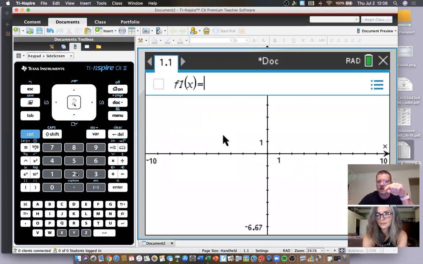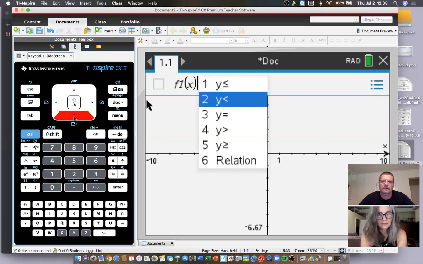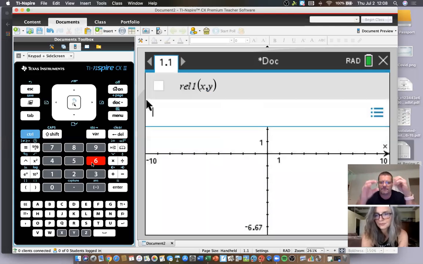Now, if you've used a TI-84 for a lot of your life, you can't do this. You've always been told you have to solve the equation for y. And that's fine. I could do that here, but I don't have to. If I press delete, I delete the equal sign. I can do inequalities, but if you notice, I can go down to number 6, and there's an option called relation. When I choose that, now I can type in the equation as it appears. It doesn't have to be solved for y.